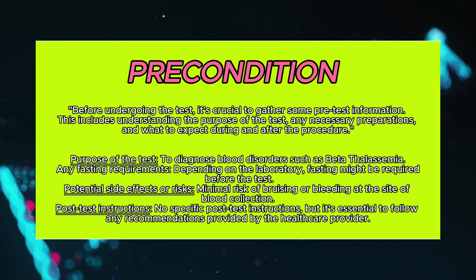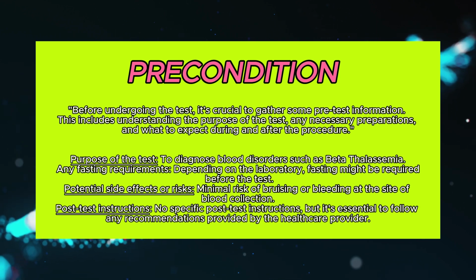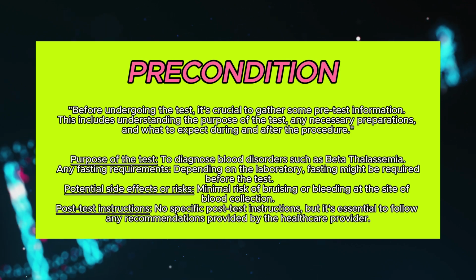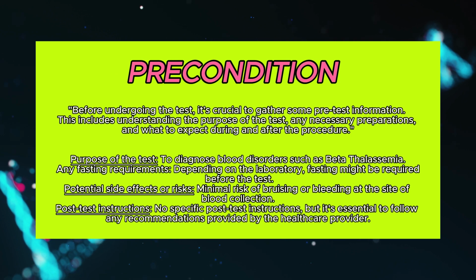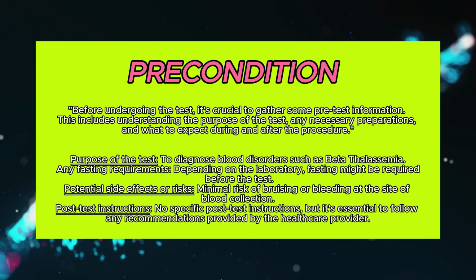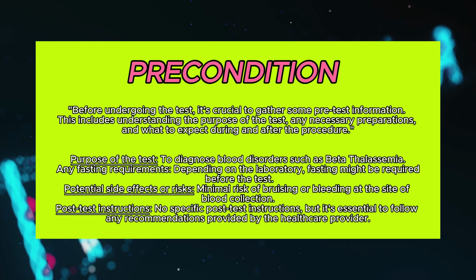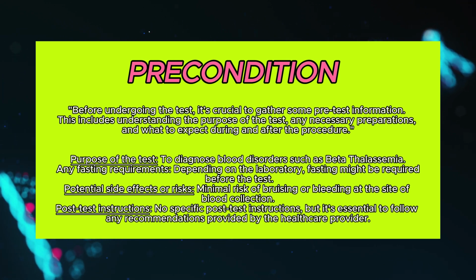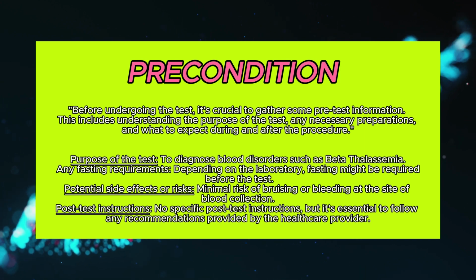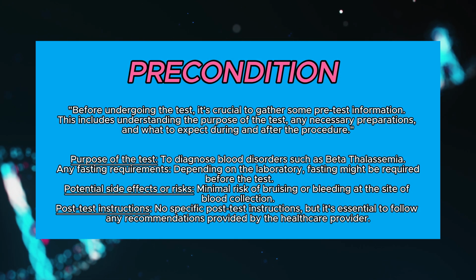Pre-test information. Before undergoing the test, it's crucial to gather some pre-test information. This includes understanding the purpose of the test, any necessary preparations, and what to expect during and after the procedure. Purpose of the test: to diagnose blood disorders such as beta thalassemia. Any fasting requirements: depending on the laboratory, fasting might be required before the test. Potential side effects or risks: minimal risk of bruising or bleeding at the site of blood collection. Post-test instructions: no specific post-test instructions, but it's essential to follow any recommendations provided by the healthcare provider.